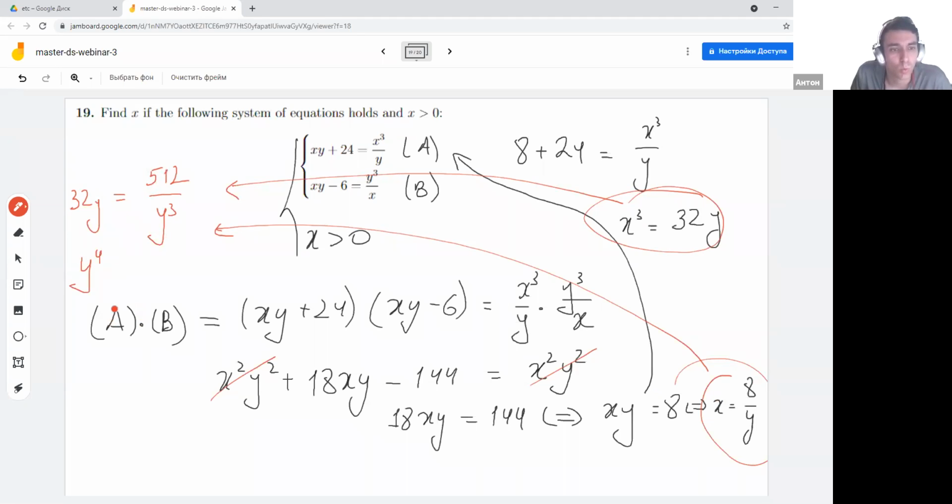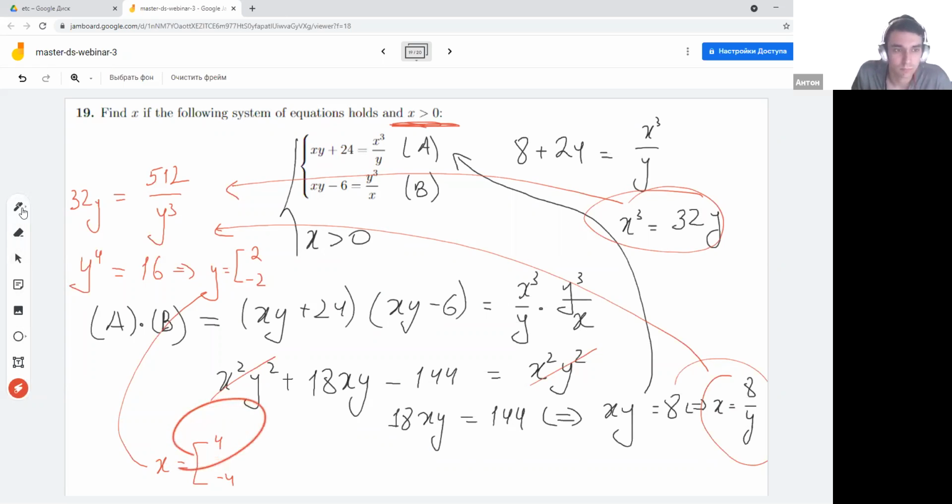This leads to y to the power of 4 is 2 to the power of 9 divided by 2 to the power of 5, which is 2 to the power of 4, which is 16. Therefore, y is either 2 or minus 2, which means x is either 8 divided by 2, 4, or minus 4. But since we have that x is greater than 0 in the problem statement, we opt for this option. And the answer is 4.